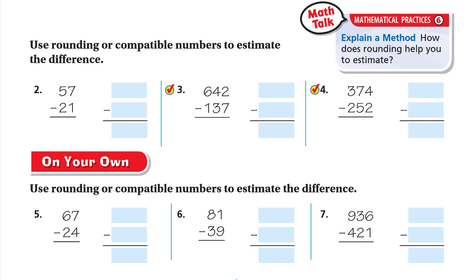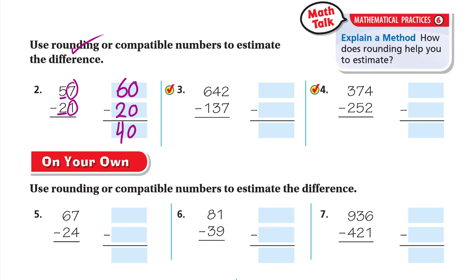Here, use rounding or compatible numbers to estimate the difference. Let's use rounding. So 57 and 21. For 57, to the right of the 5 we have 7. 7 is strong, so the 5 will be 6, so it will be 60. Here, to the right of the 2 we have 1. The 1 is weak, so we will keep it 20. So 60 minus 20 is 40.